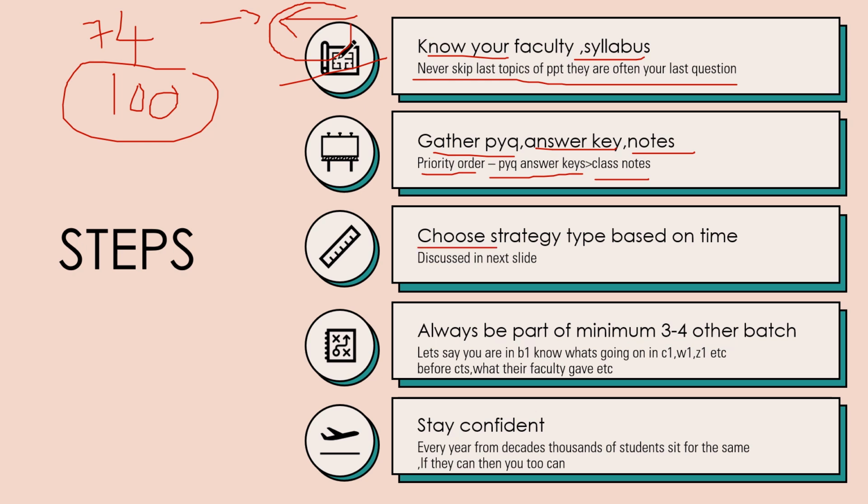Next, choose the strategy type based on time. This we'll discuss in the next slide. Based on what time you have, maybe you have 1 hour before exam, maybe you have one day before exam, maybe you have one week before exam. This we'll discuss in the next slide.